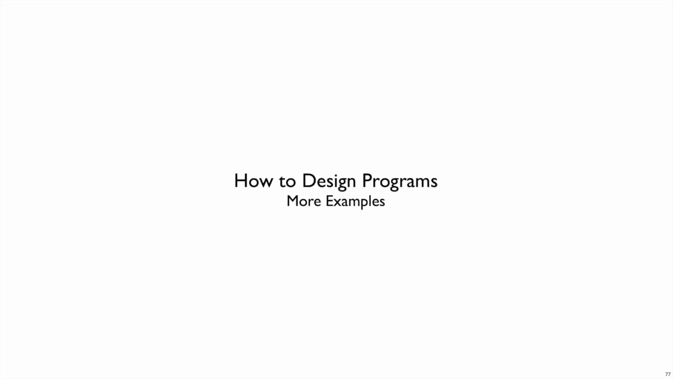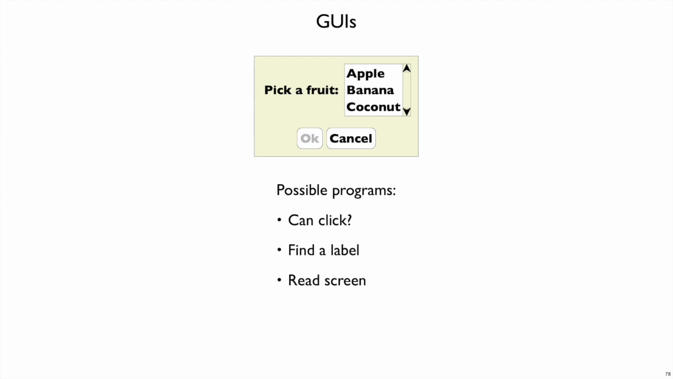Let's keep making more complicated kinds of programs to see how the design recipe works out. As our next example, let's say that we were interested in programs over a GUI. So our GUIs will have labels like this, like pick a fruit. They'll have some choice items like apple, banana, or coconut, where we can select one of the choices.